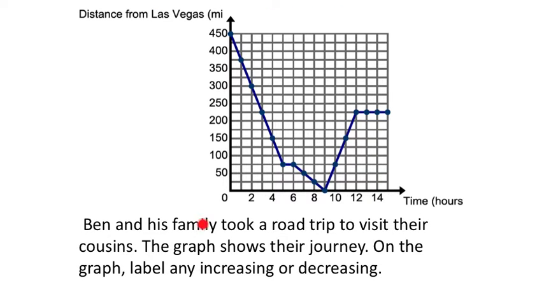All right, for this one, we got a graph. It says Ben is taking his family on a road trip to visit their cousins. The graph shows their journey. On the graph, label any increasing or decreasing. And just so we can remember this stuff, increasing and decreasing, this is talking about slope. So that means if it's increasing, it should be going up. And if it's decreasing, it should be going down. But specifically, it would be going up or down from left to right.